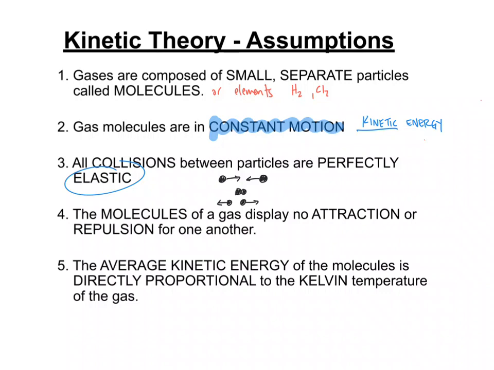And the fifth one here says the average kinetic energy of the molecules is directly proportional to the Kelvin temperature of that gas. So what does that mean? Well, as temperature increases, then the movement, the kinetic energy of those molecules also increases. So the warmer or the hotter the gas is, the faster these molecules of that gas move. They are directly proportional. That's what directly proportional means. They're going to do the same. So if the temperature goes up, then the speed or the rate at which these molecules move also increases.